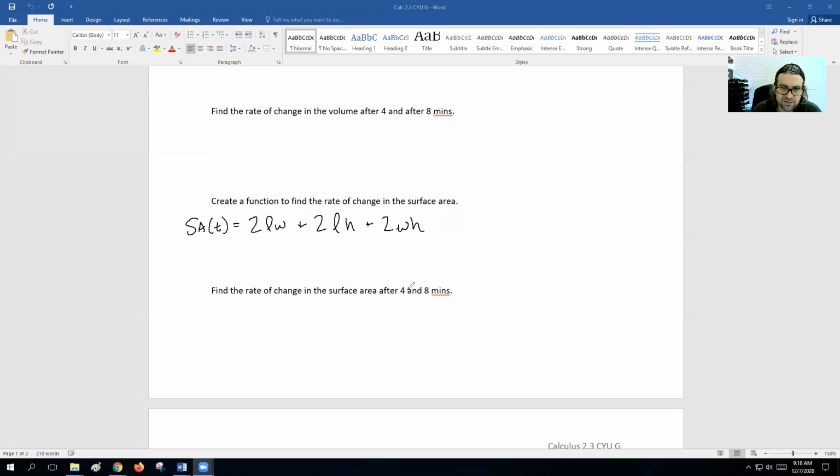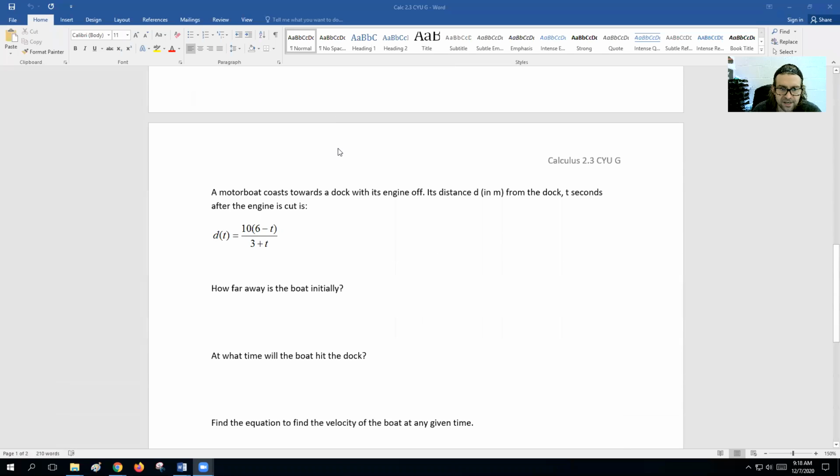Then to find the rate of change of that, well, you'll just take whatever answer you get for this one, take the derivative of it, and plug in 4 and 8. If you guys need any room on this, feel free to do your work on a separate sheet of paper too, especially if you like to write fairly large.